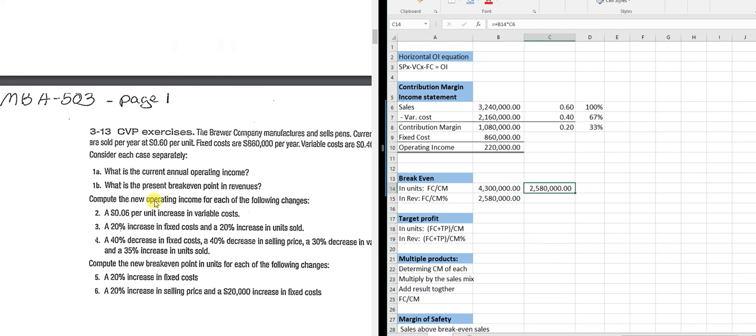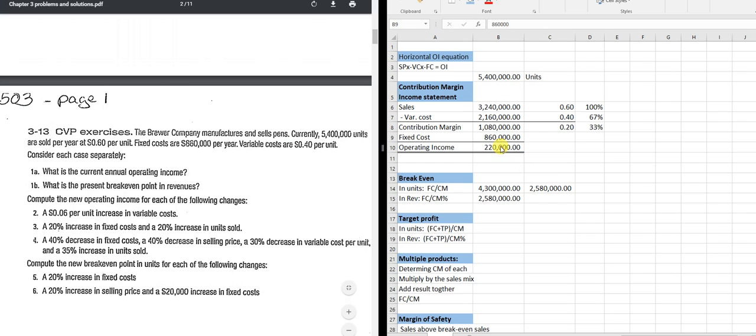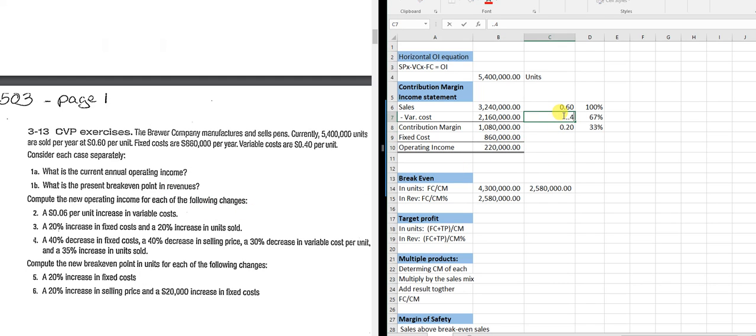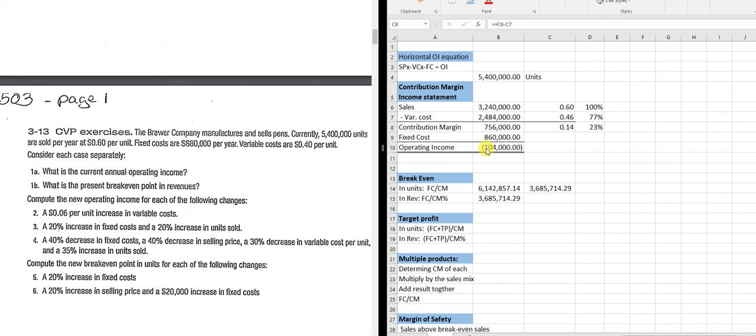Next one, compute the new operating income for each of the following changes. I put formulas in these so I can change them. So I've got a 6 cent per unit increase in variable cost. I can change this to 46, and I can see that if I increase my variable cost by 6 cents, I have a loss of $104,000.